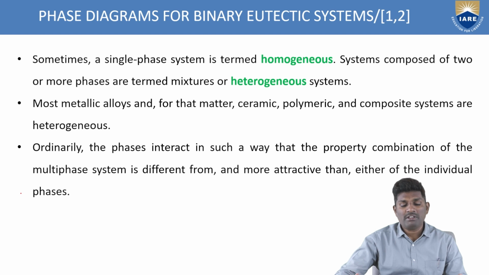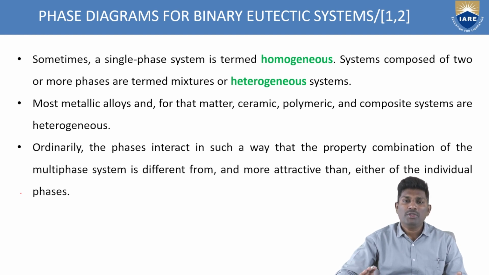Sometimes these single phases are termed homogeneous. So homogeneous means a single phase. It has a uniform structure. Systems composed of two or more phases are termed mixtures or heterogeneous. Homogeneous means a single phase. Heterogeneous means more than one phase. These types of systems are called heterogeneous systems. Most metallic alloys, ceramics, polymers, and composite systems are heterogeneous.